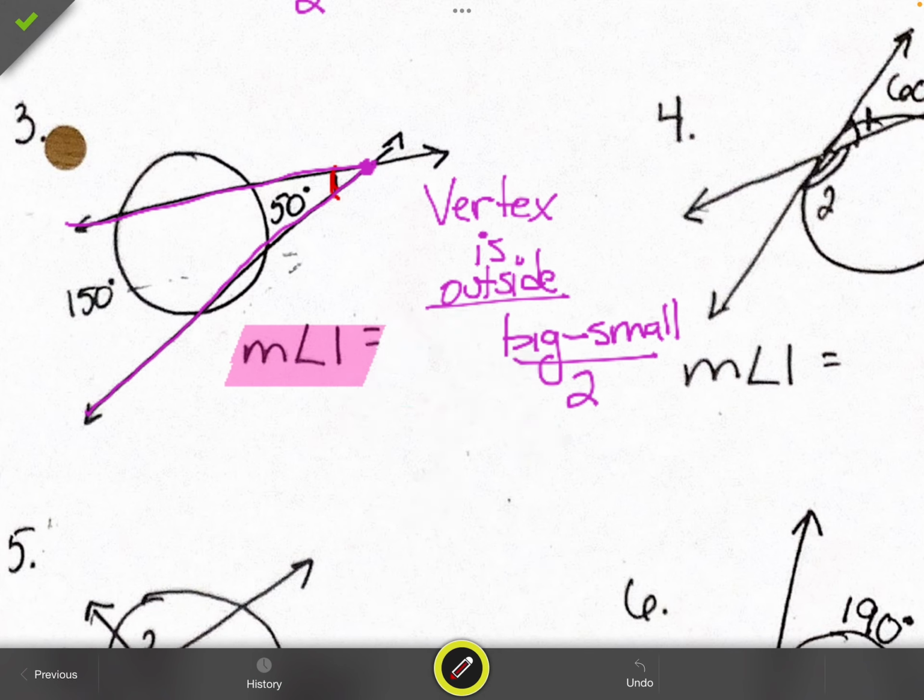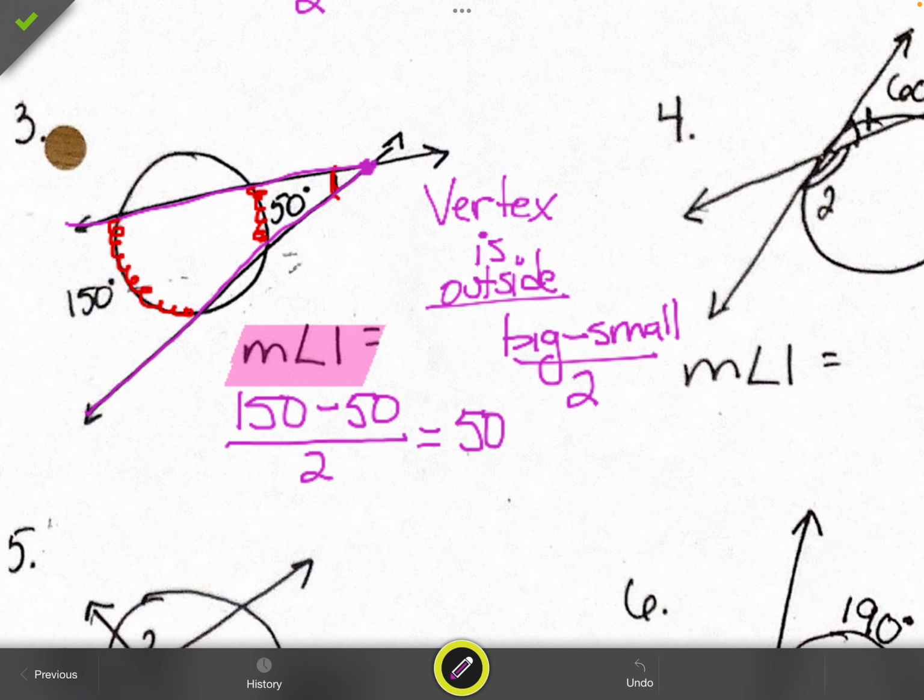Okay, so I trace my angles. I'm going to mark my arcs. So here's one of the arcs that's intercepted. Here's the other arc. I have numbers on both, so I don't have to do anything to figure that out. So I'm just going to plug them into my formula. My formula says big arc minus small arc. So my big arc is 150 minus my small arc is 50. And the formula says divide by 2. So angle 1 is going to be 150 minus 50 divided by 2. So 100 divided by 2.